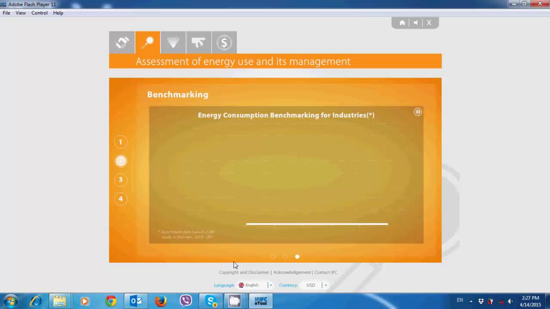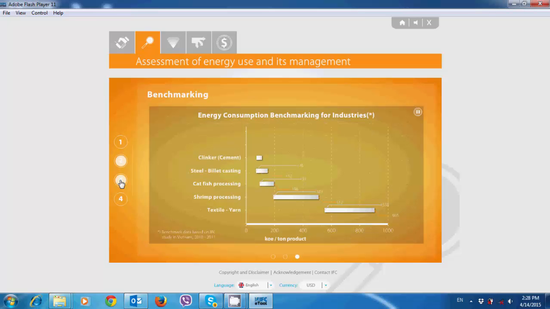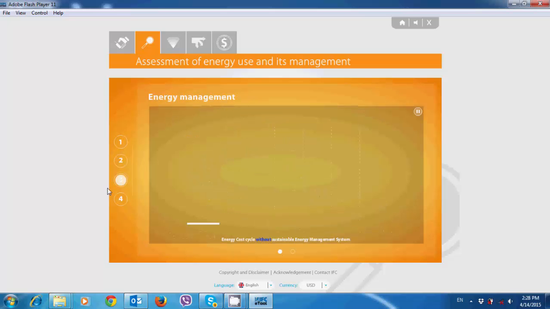If you keep track of the energy performance of your industry, you will be in a position to compare your data with the energy consumption benchmark for similar industries in your country or anywhere else, and judge for yourself how well your industry is performing. The figure shown is based on IFC's survey of the energy performances of different industrial subsectors in Vietnam. Absence of energy management can have adverse impacts on the profitability of an organization. When energy costs rise, the management gets concerned and looks for ways to reduce the energy bill.